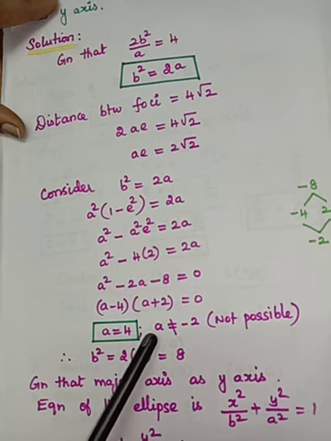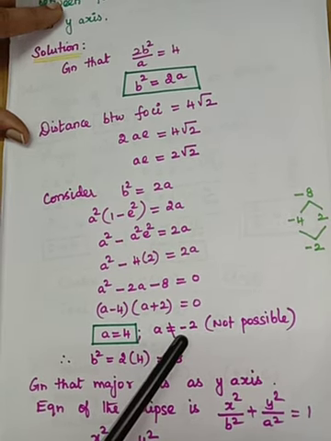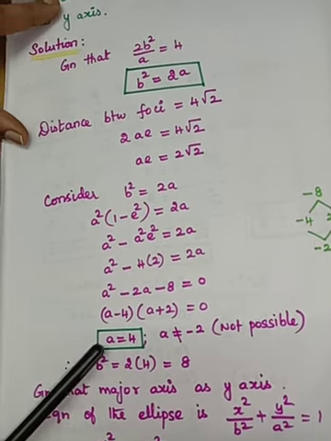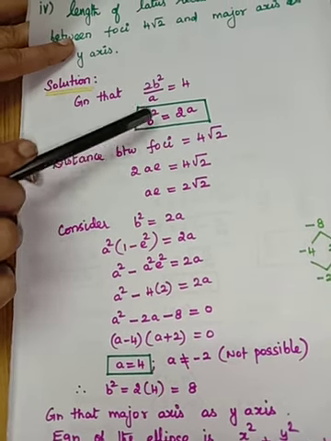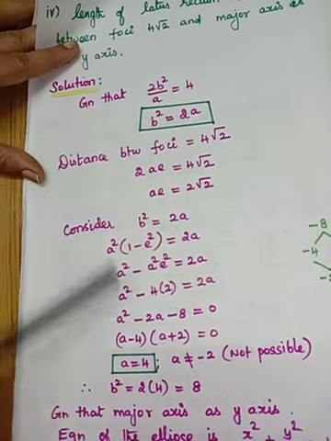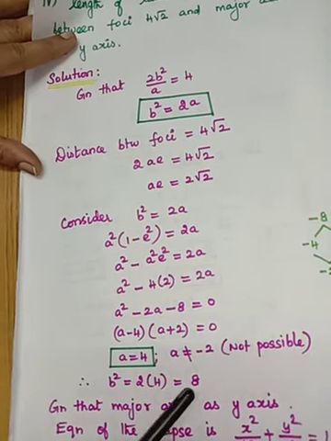So A is what? Again it's a distance. It cannot be negative. So it is not possible. So we have to take A is equal to 4. And what is the starting result? B squared is equal to 2A. In the place of A, you have to substitute 4. So B squared is equal to 8.